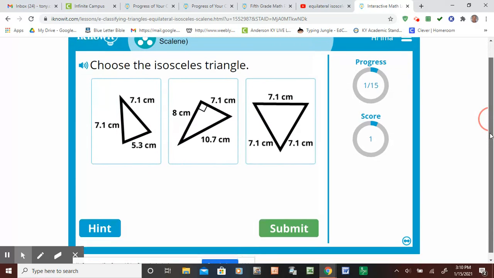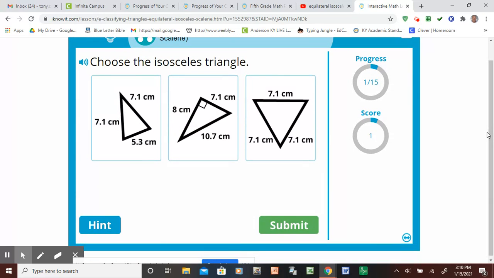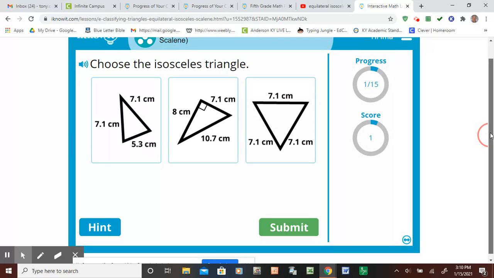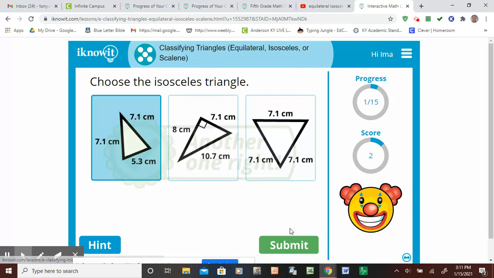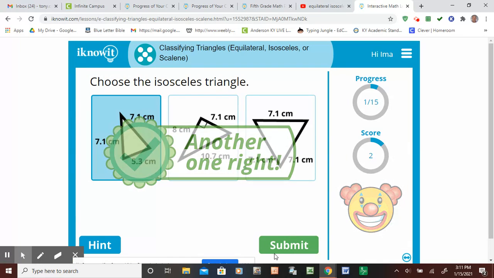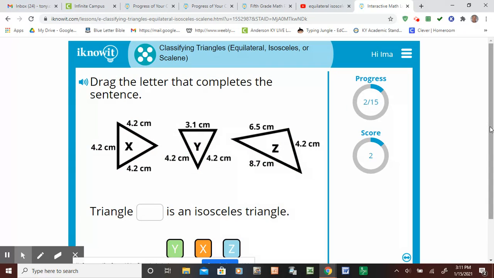Okay, now choose the isosceles triangle. Now keep in mind, isosceles. Remember the ice cream cone I turned upside down? I don't suggest that you do that. But which one of these has 2 equal sides? Most of the time, not all the time, it will look sort of like an ice cream cone. Right here. 2 equal sides, 7 1/10 on 2 sides, 5 3/10 on the other. Good. And let's move to the next one.